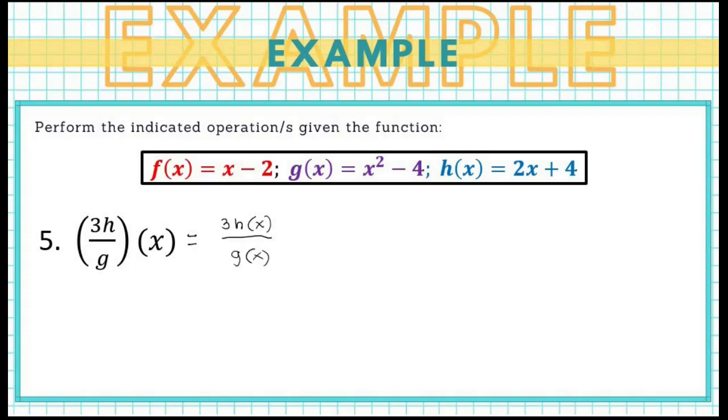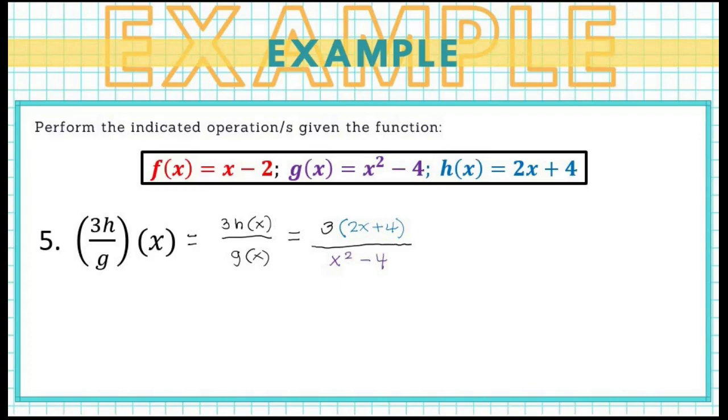So since we have here a constant multiple, we are going to multiply it to the function. So the function h of x, we copy then multiply with the constant multiple 3. So copy 3 and then substitute the value of x, that is quantity 2x plus 4, all over the value of g of x, which again we simply substitute in our solution. So g of x is equal to x squared minus 4.